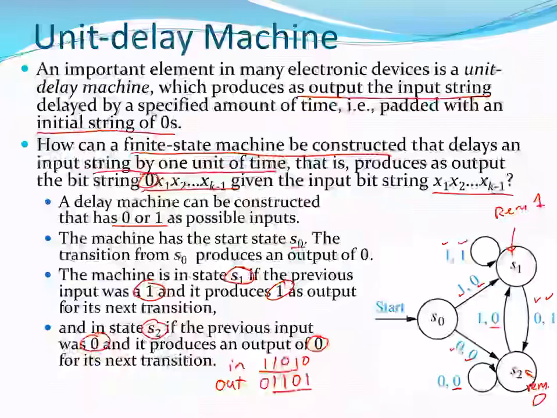In order to remember 1 bit, I need 2 states to remember a 0 or 1 input. But if I want to remember 2 positions, now there's 4 possible inputs I need to remember: 0, 0, 0, 1, 1, 0, and 1, 1. So it would take me 4 states to remember all those possible inputs. All right, and that's a finite state machine with output used to create a unit delay machine.